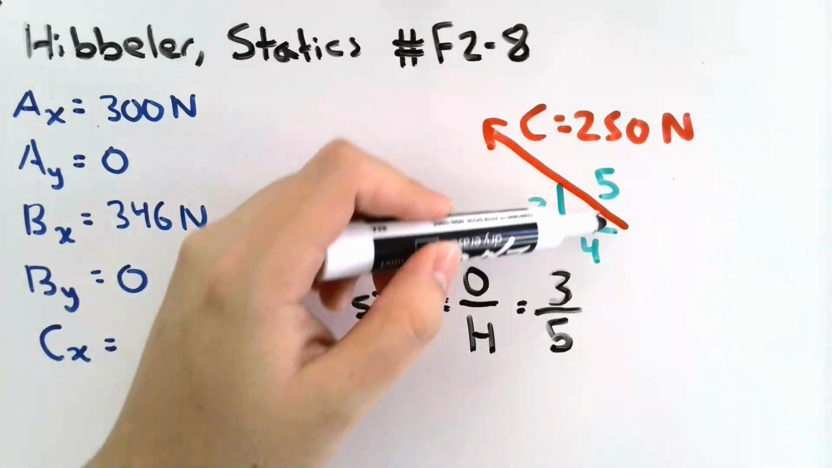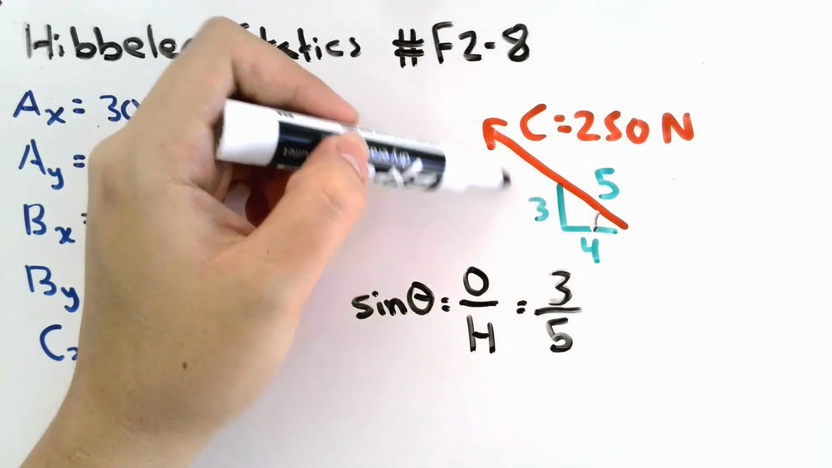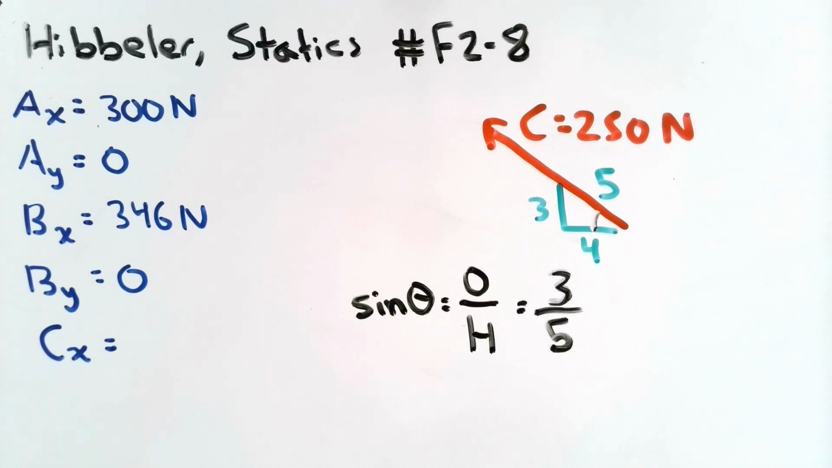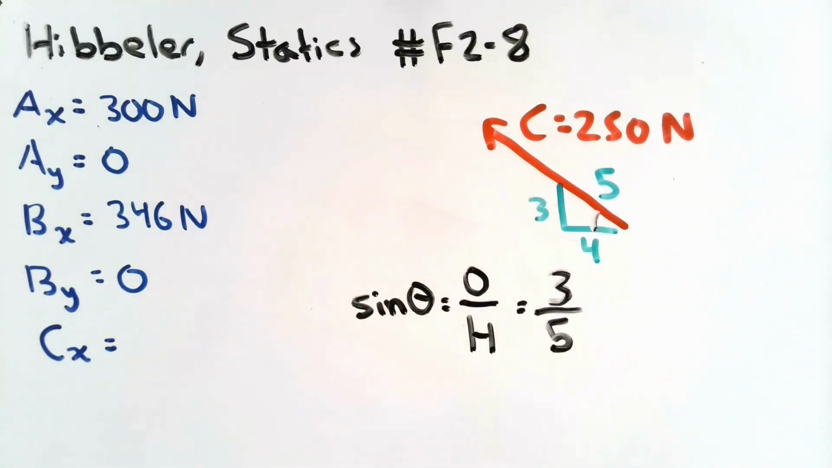Because the triangle formed by the 3, 4, 5 triangle and the triangle formed by the vector and its x and y components are similar triangles, then 3 over 5 should be equal to the sine of the angle regardless of the magnitude of vector c.